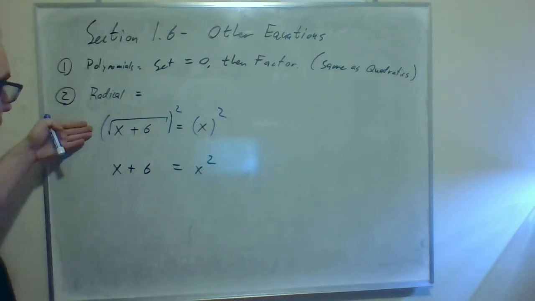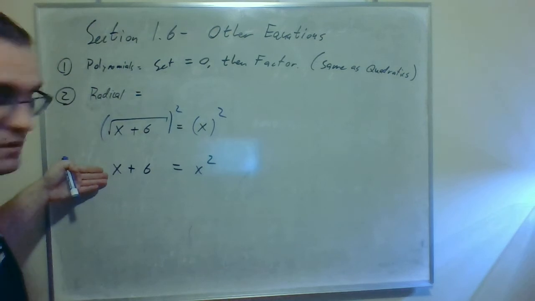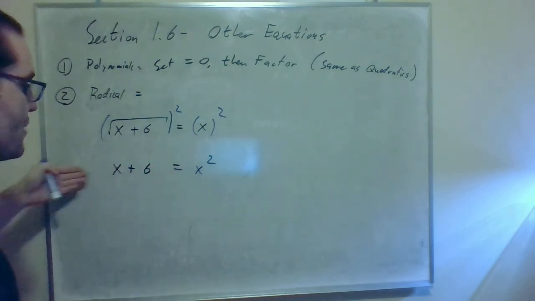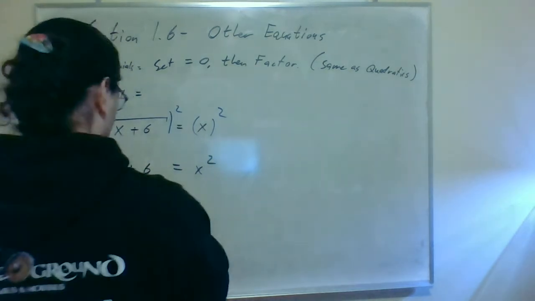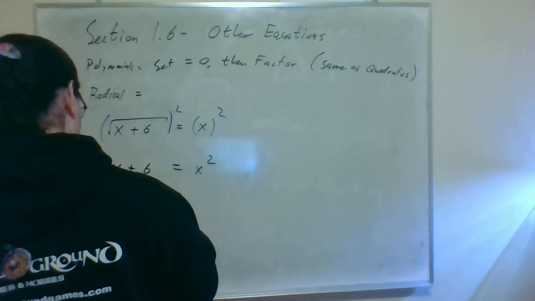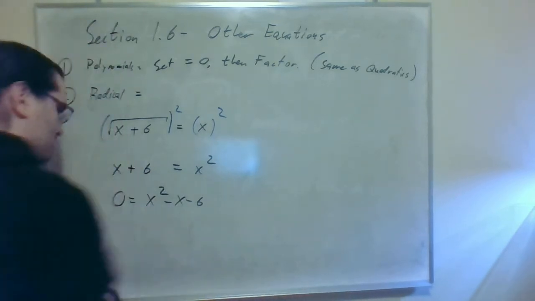And now that the radical is gone, what we have left is a quadratic equation. And we know how to solve those. You move everything to one side so that it equals 0. And then you factor it.